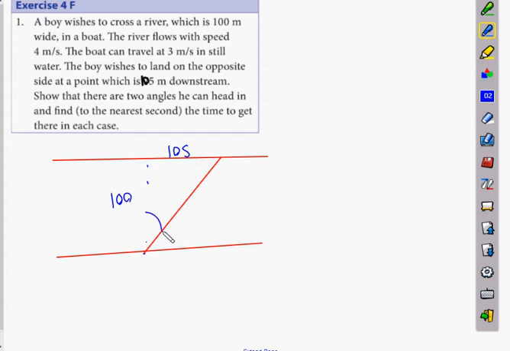And somebody tell me what tan A is. Somebody tell me what the angle A is. So tan A equals 105 over 100. What do we get? 46.4 degrees, yeah? Okay. Now that we know that this is 46.4 degrees, what can we say that this angle here is? 44.6. Take it away from 90 degrees, okay?